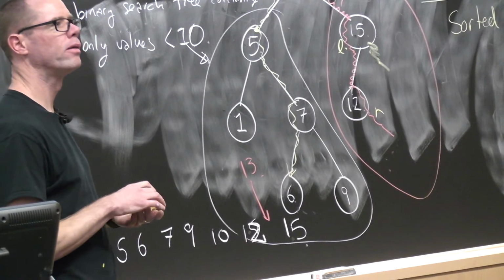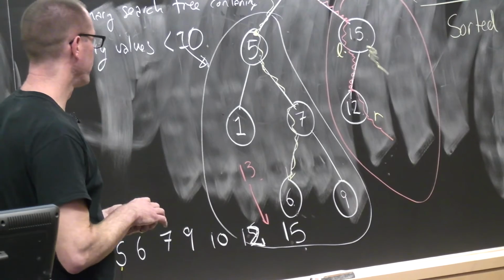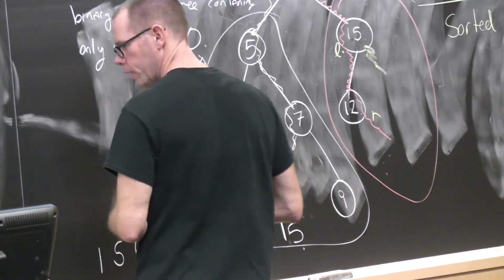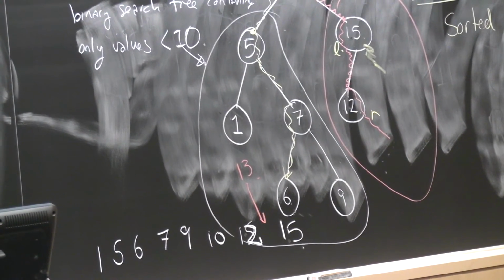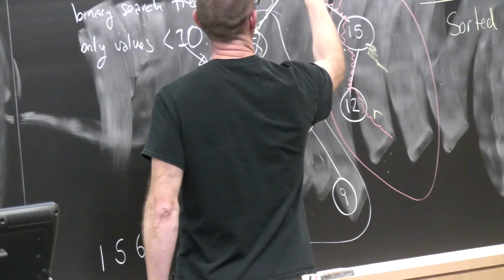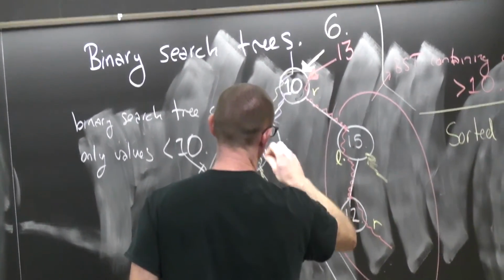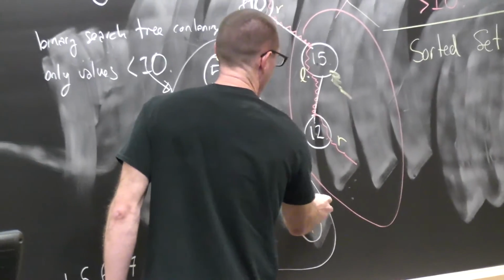So what about 9? Well, let's look at the path for 9. So we'd start at 10. We go left, and then we go from 5. We go right. From 7, we go right, and then we stop because we reached it.